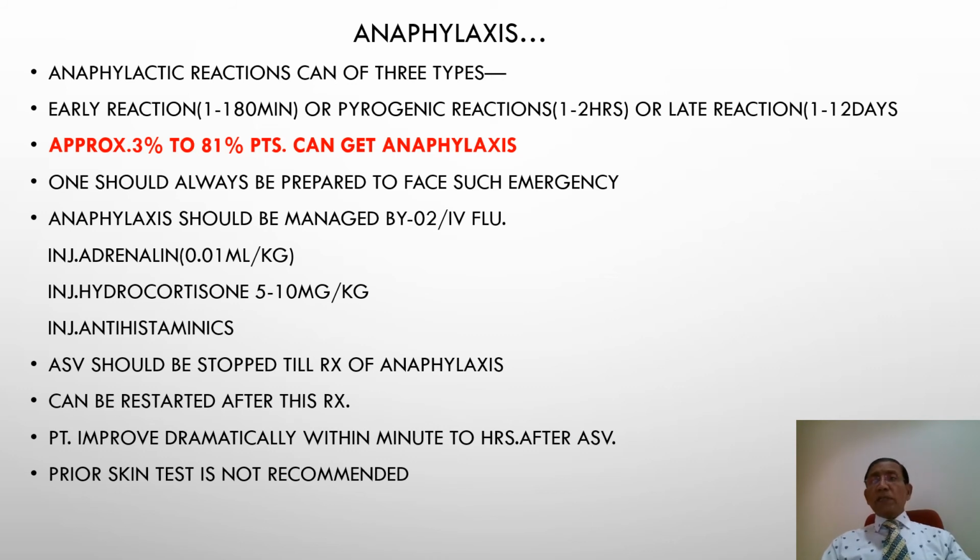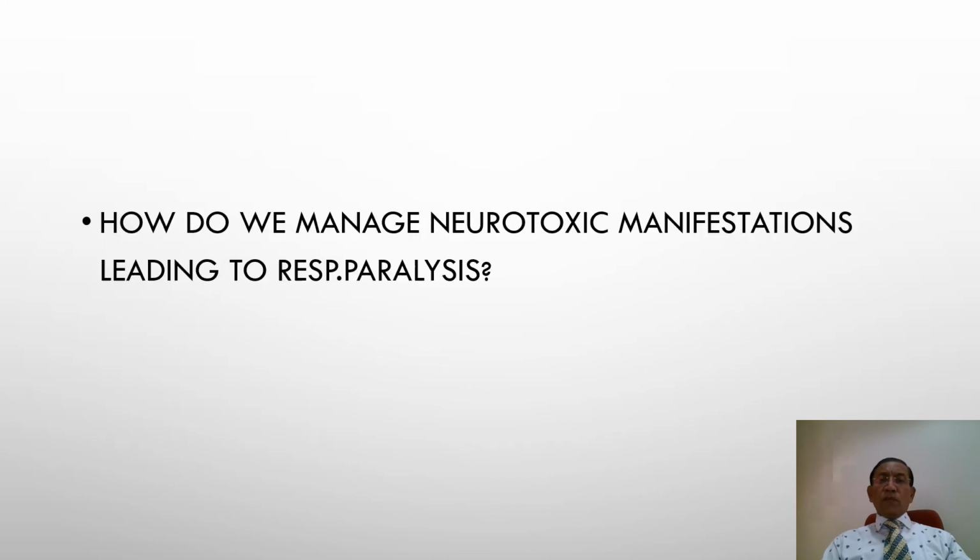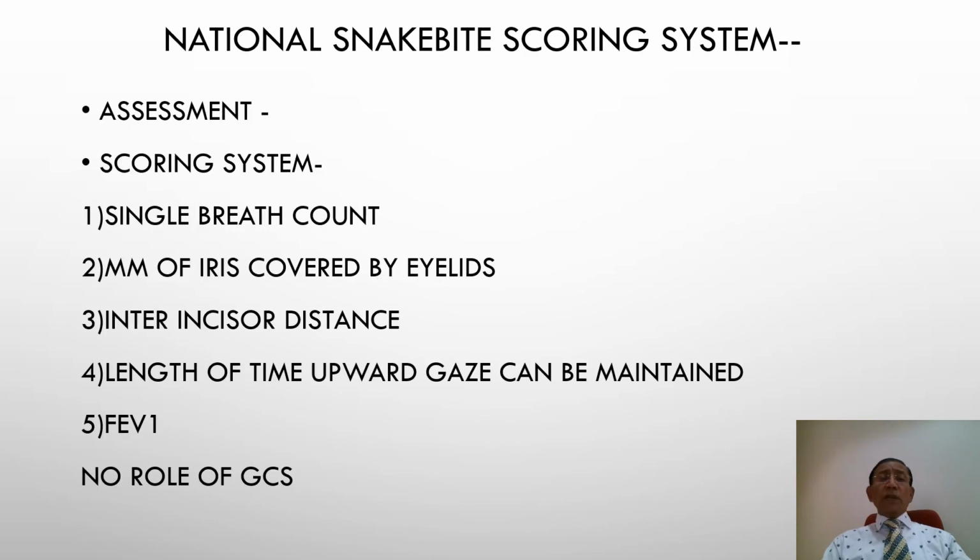In spite of the fact that many children get anaphylaxis, a prior skin test is not recommended, because it is said that you should not waste time in testing for ASV. So how do we manage the neurotoxic manifestations leading to respiratory paralysis?